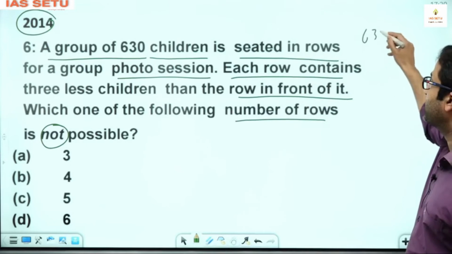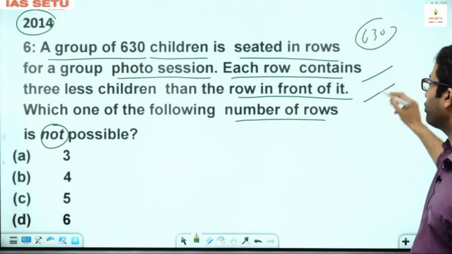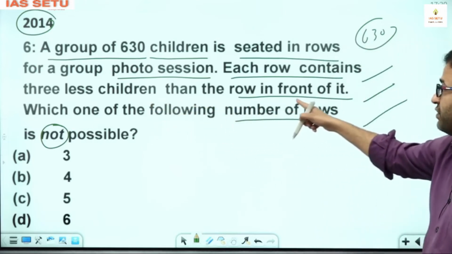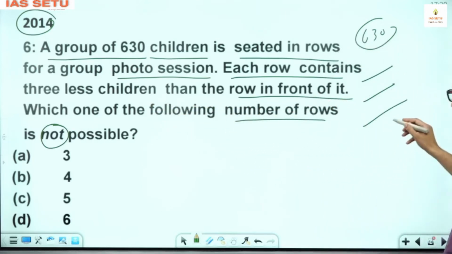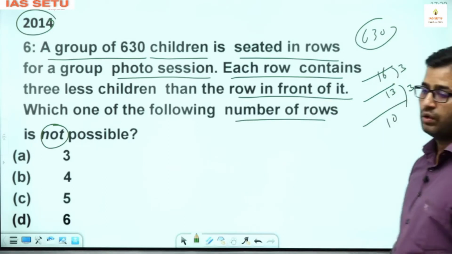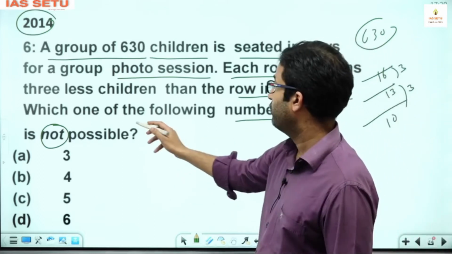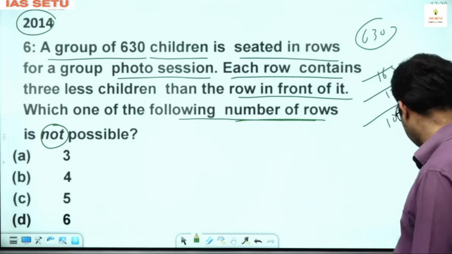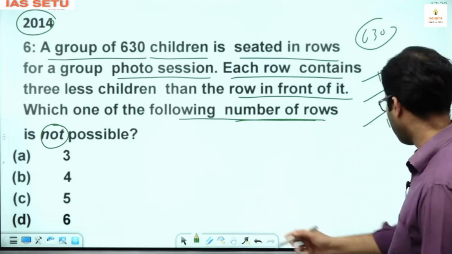Number of children 630. Each row contains 3 less children than the row in front of it. Like if there are 10, then here 13, then here 16. So the difference is 3, 3. So which one of the following numbers of rows is not possible? Okay, 3, 4, 5, 6.